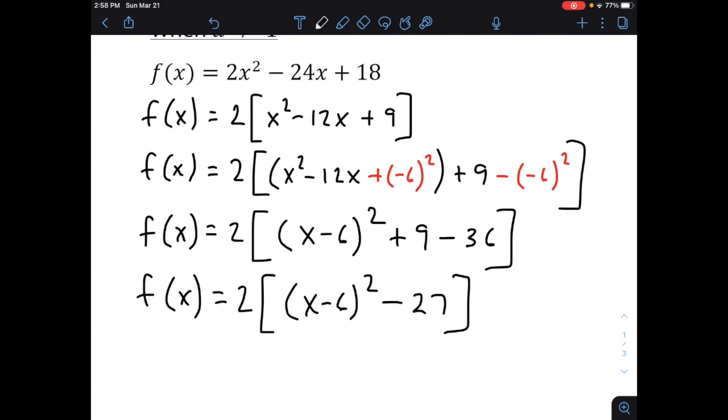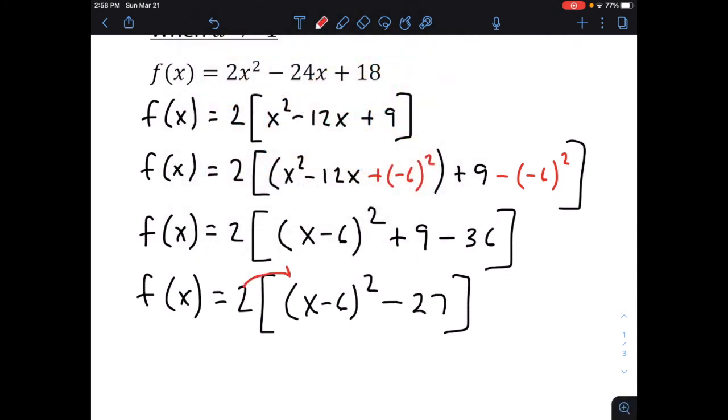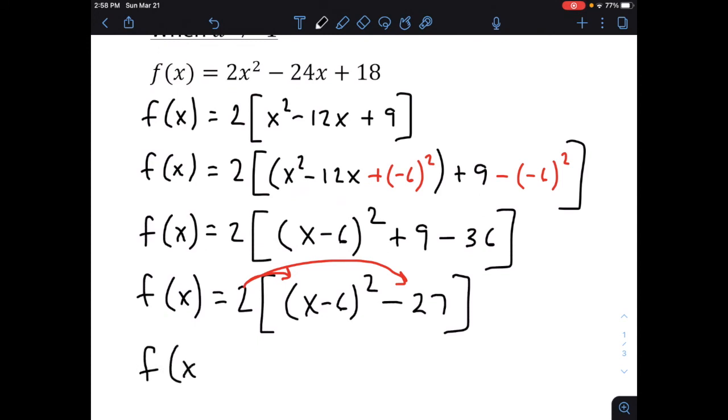Okay, and now to get to vertex form, we don't want the brackets. We don't want the 2 on the outside like it is. We want to now distribute this 2. We're going to distribute it all the way to there, all right? So when we distribute the 2 to the binomial squared, we just put it in front of the binomial squared. So we have 2 times x minus 6 squared, and then minus 2 times 27, or 54.